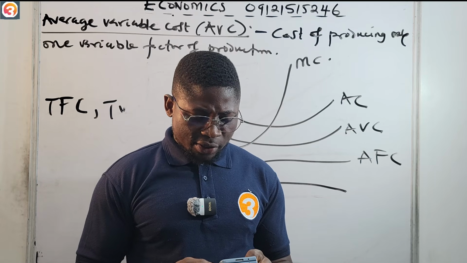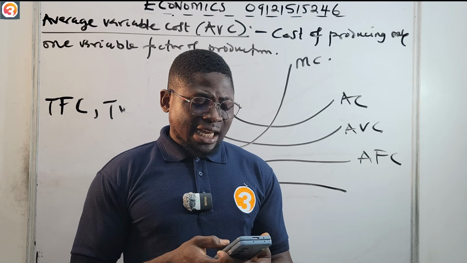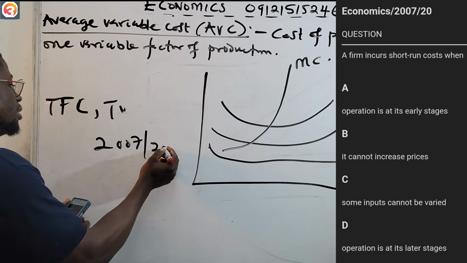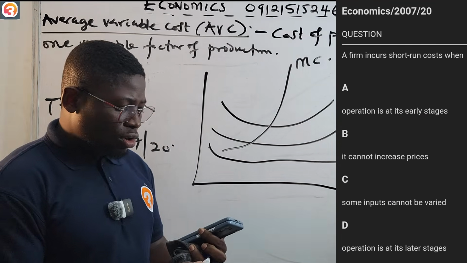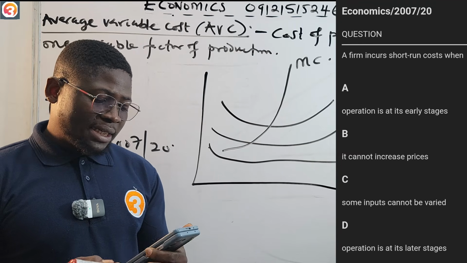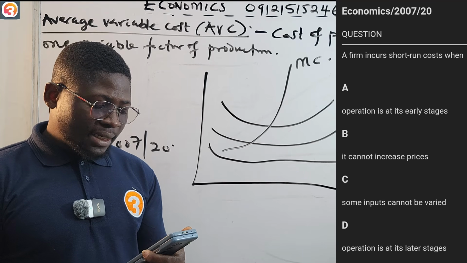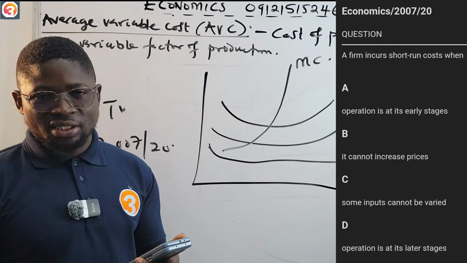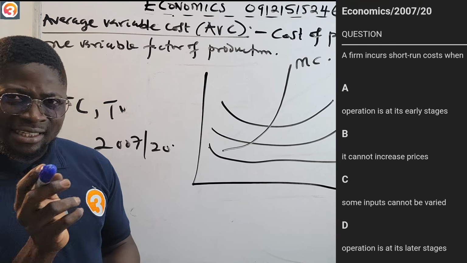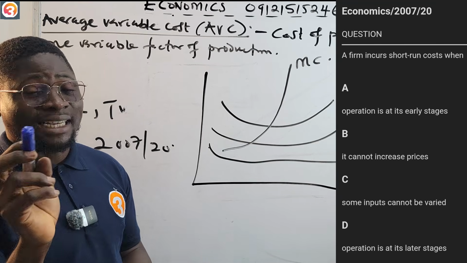So now let us answer questions. Where are the questions? Okay, so let us see. 2007, number 20 says: a firm incurs short-run costs when A, operation is at its early stage; B, it cannot increase prices; C, some input cannot be varied; D, operation is at its later stages. Sometimes two or more options may seem correct, but you need to pick the most correct one, the one that sounds economically right and correct.